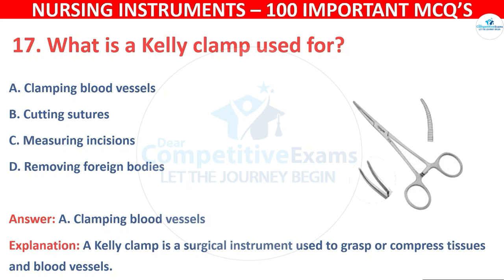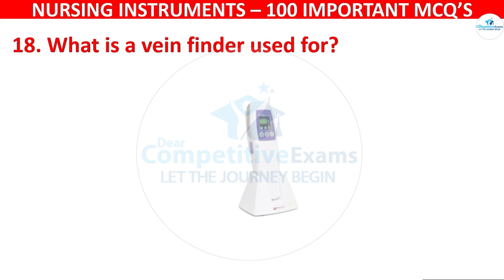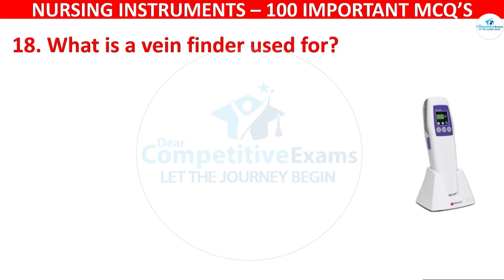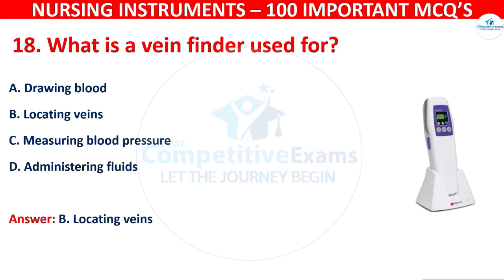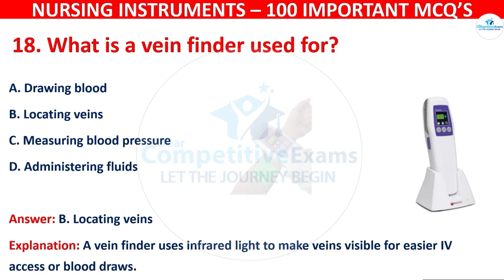Question number 18. What is a vein finder used for? Your options are drawing blood, locating veins, measuring blood pressure, or administering fluids. The correct answer is B, that is locating veins. A vein finder uses infrared light to make veins visible for easier IV access or blood draws.